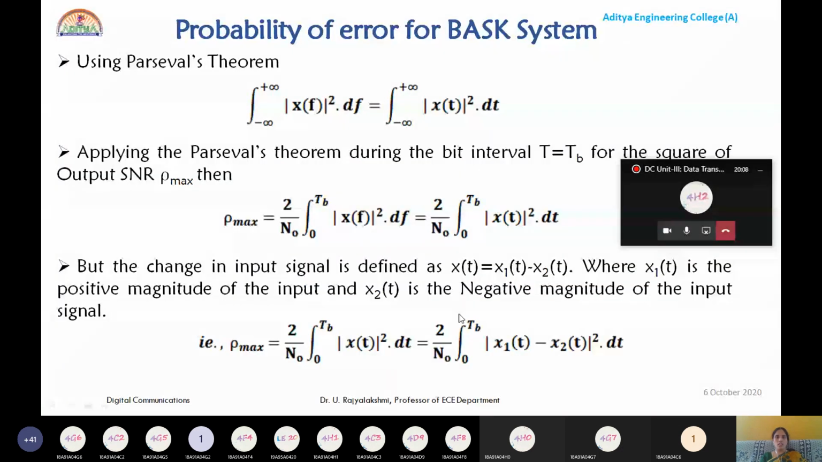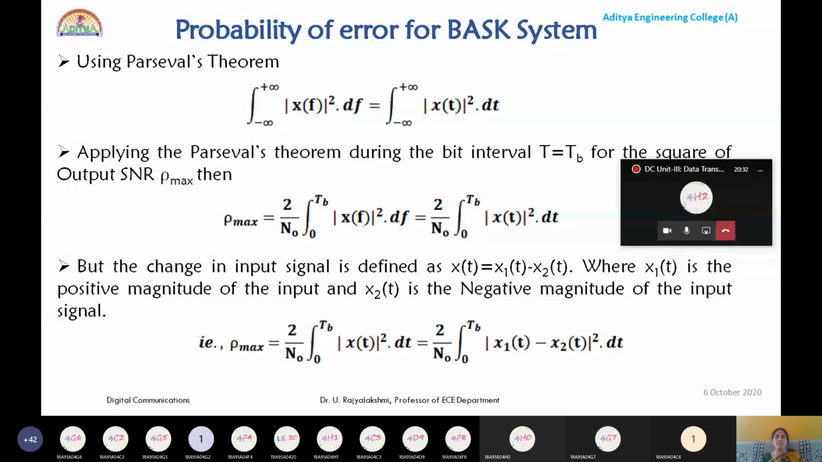Okay, so here x2 of t is the negative magnitude of the input signal and x1 of t is the positive magnitude. The difference between the positive magnitude level and the negative magnitude level is the change in the output signal, that is x of t. So we just replaced x of t as the integral of |x1 of t minus x2 of t| square dt. Up to this point, almost all the derivation is the same.